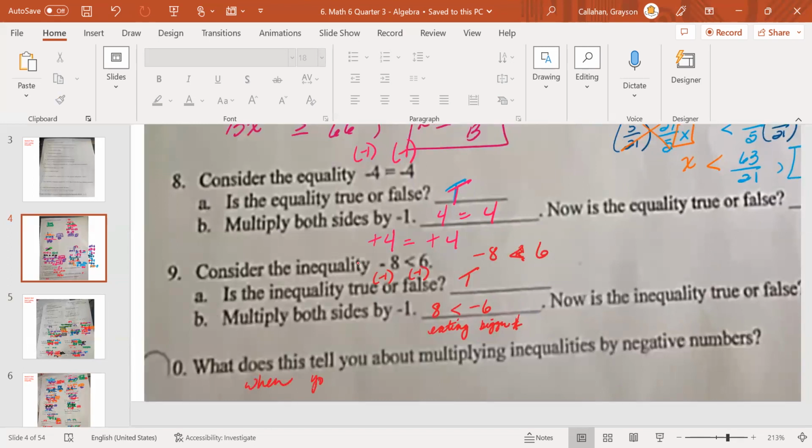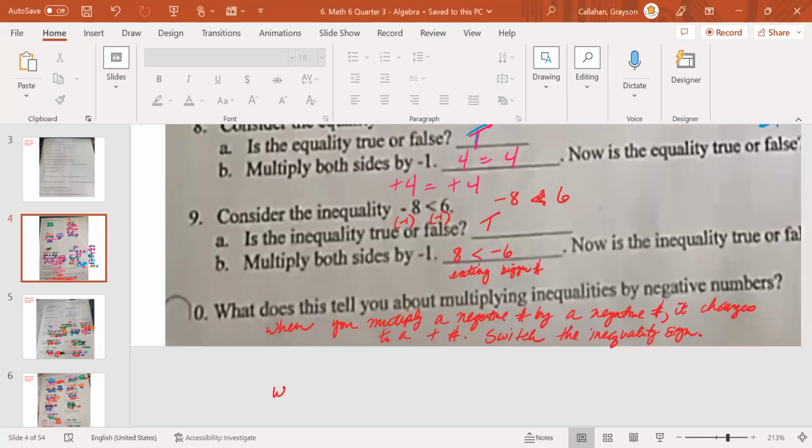when you multiply a negative number by a negative number, it changes to a positive number, right? So in which case you will need to switch the inequality sign, right? Yeah, because here, if you would have switched it where it's eating the number 8, then it would be true, right? Okay, so you should say something like that.